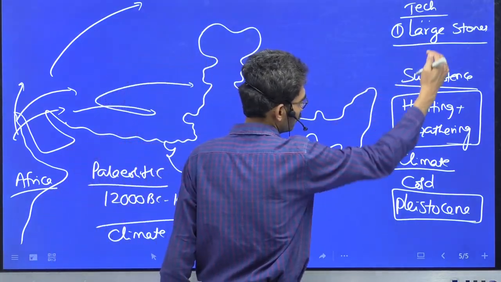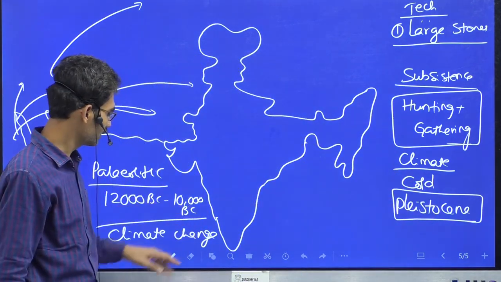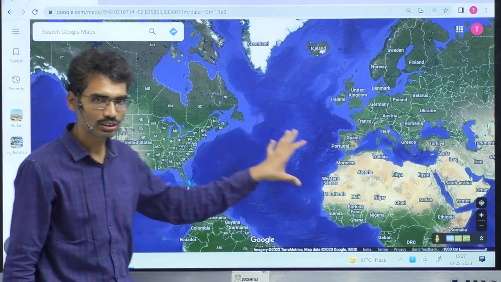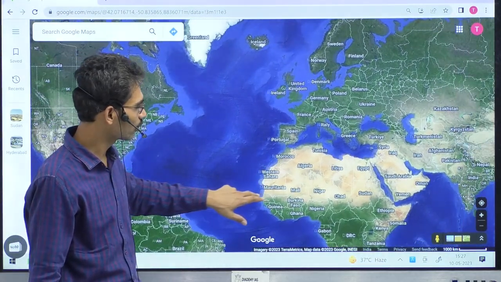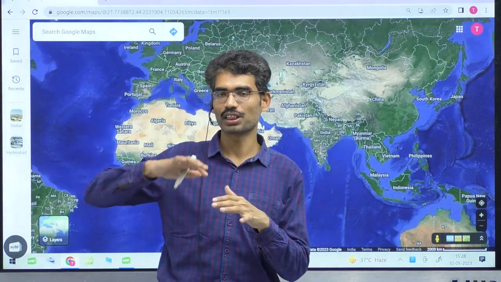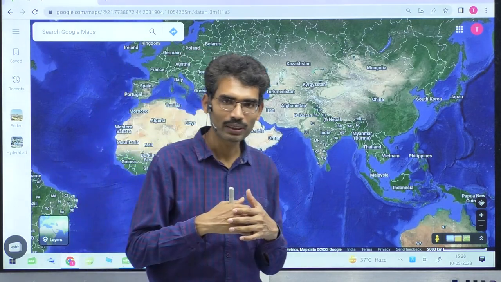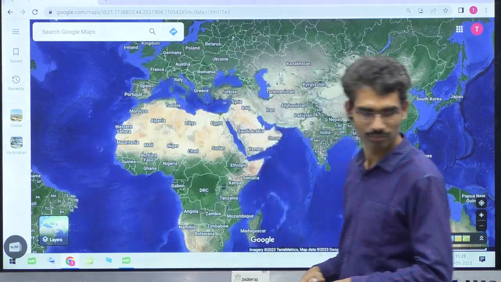So, large stones, subsistence, Pleistocene age. After 10,000 BC, climate change. This is what even today we are talking about, climate change. Now you see what happens if climate changes completely. It will change the life of the people itself. It completely alters the lifestyle of the people.